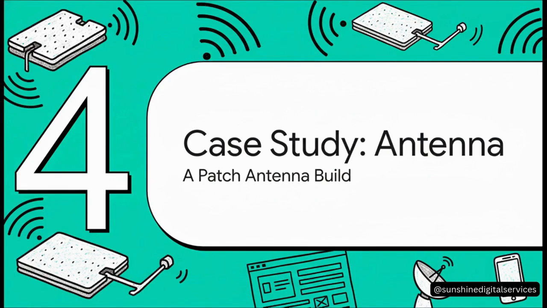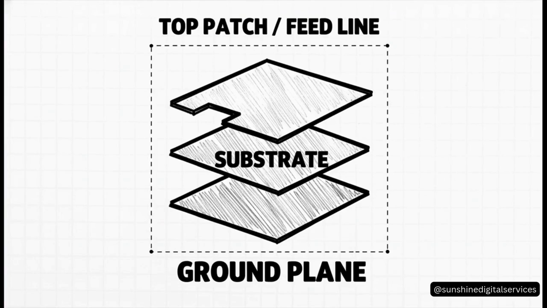We're going to put together a simple microstrip patch antenna, which is one of the most common types of antennas out there. Right, so this is a real workhorse design. You'd find something just like it inside a Wi-Fi router or other wireless devices. The best way to picture it is like a little 3-layer sandwich.